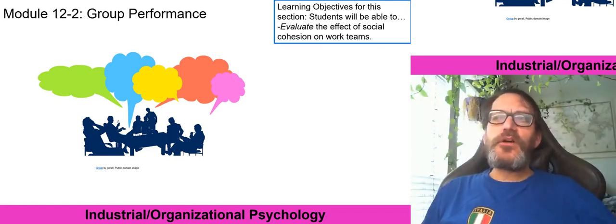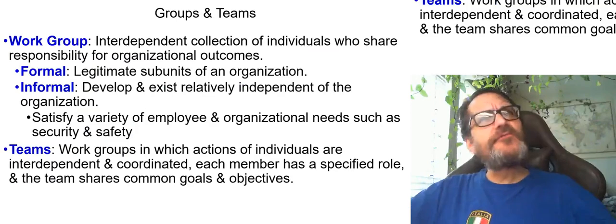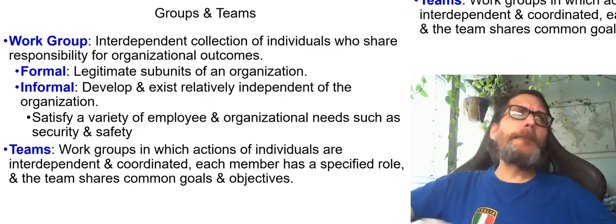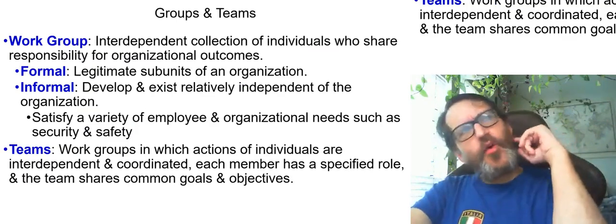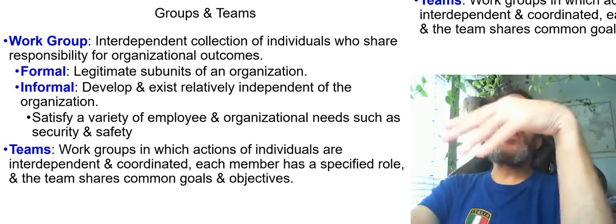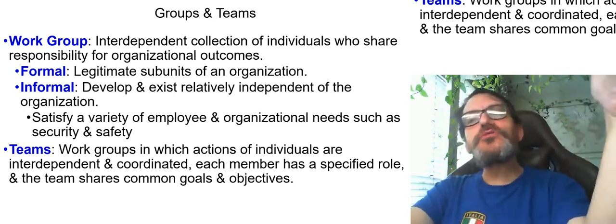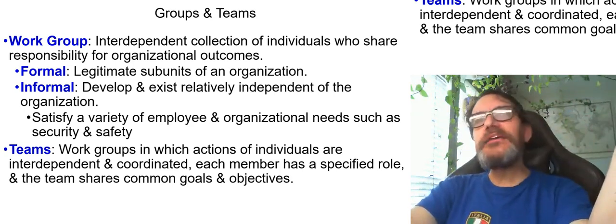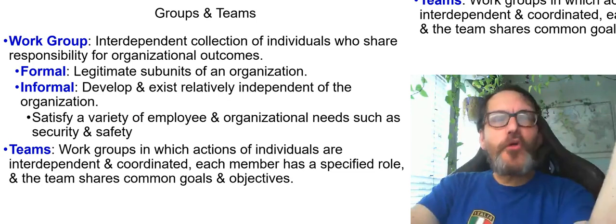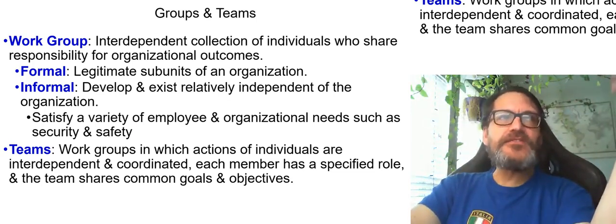Okay, so here we're going to start a video on how groups perform and factors that influence group performance. In the organization, you're going to have work groups, that is, individuals whose goals are shared, whose roles are interdependent upon each other. They could be formal groups or informal groups, depending on what the needs are.